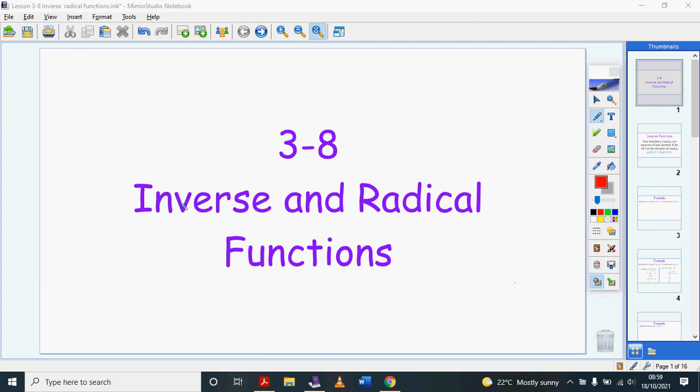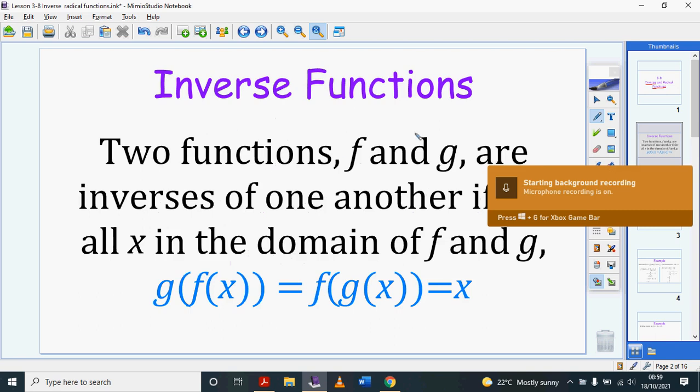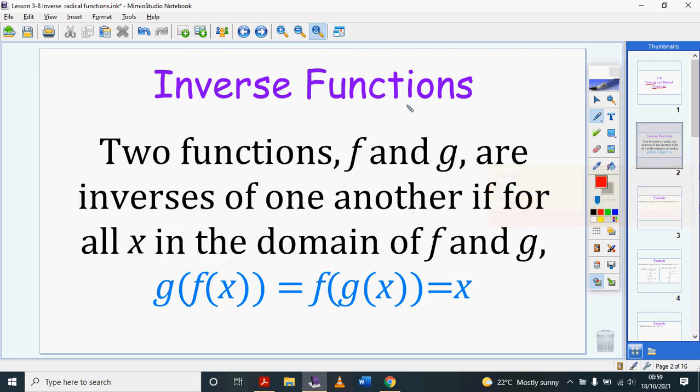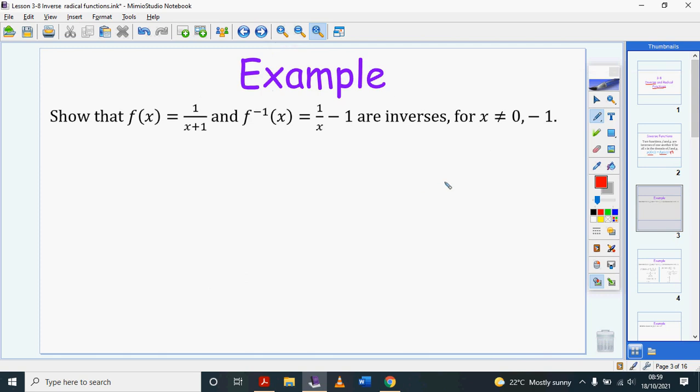The good thing is it's reviewing a lot of the things we've talked about, so you're already seeing inverse functions. You guys are pros at inverse functions. Just to recap, we know two functions are inverses if the composition of both functions is equal to the input value. If I get g of f of x, it has to be the same as f of g of x, and both of those have to be equal to x. That's how I know that the functions are inverses of each other.